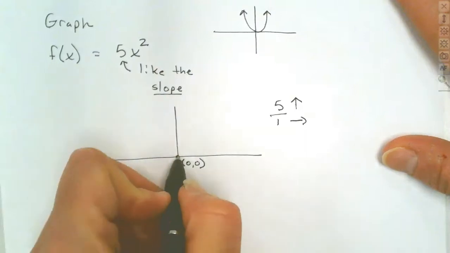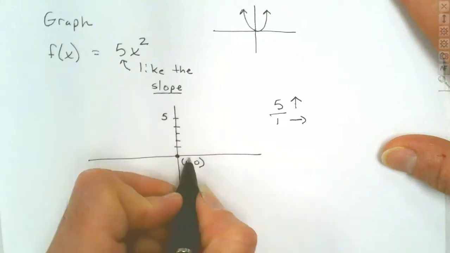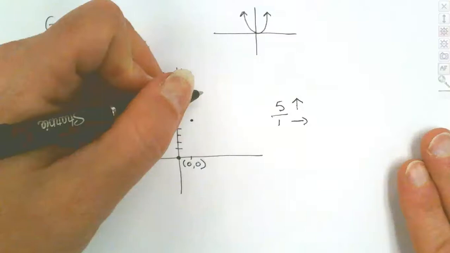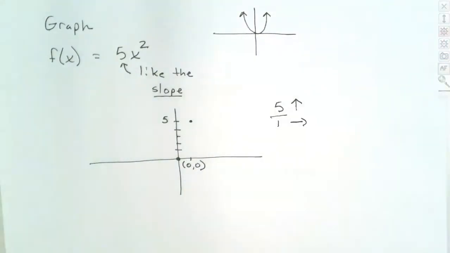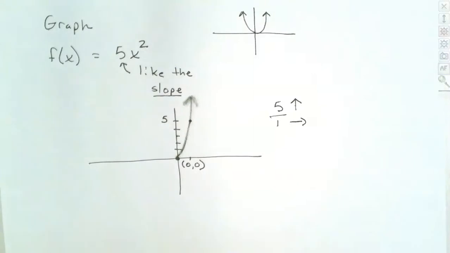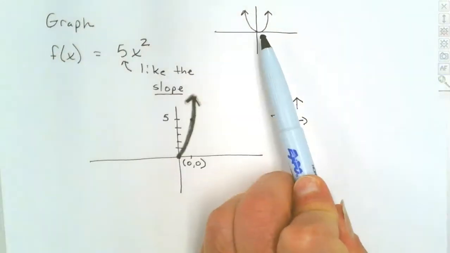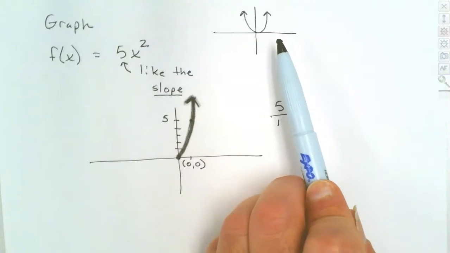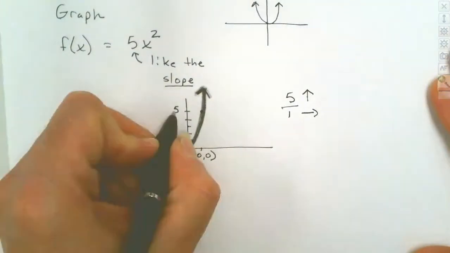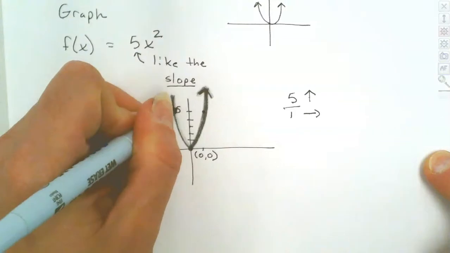So we started at 0, 0, and we go up 5. So 1, 2, 3, 4, 5. So that's 5 up and 1 over. We make our dot. Now when we connect these together, we're not going to connect them with a straight line. We're going to connect them together with a curve. Now we only have half of it. We know our graph needs to look like this. So if we have half of it, how do we get the other side? Well, to get the other side, we go up 5 and we go back 1. And when we connect the other side together, that makes our U.